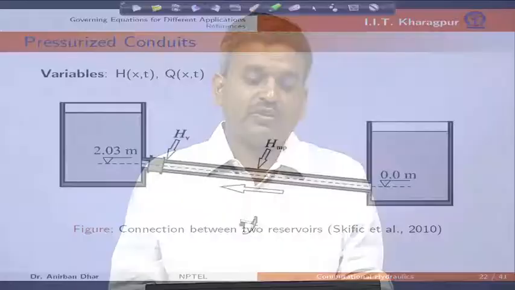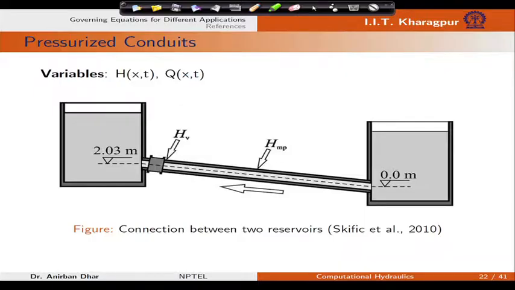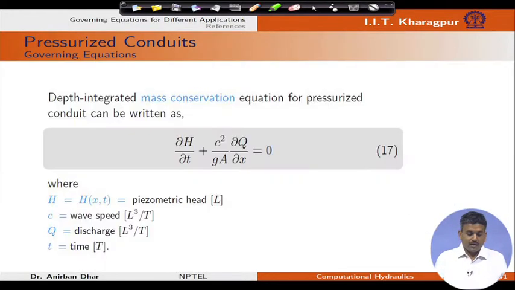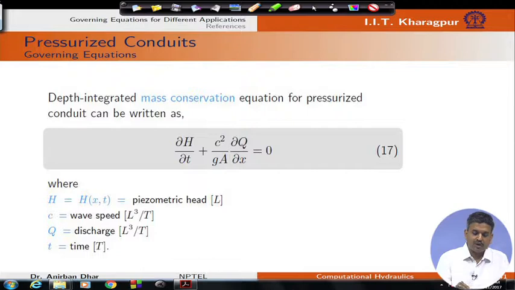If you talk about pressurized conduits, we should have equations for H and Q. So, the depth integrated mass conservation equation for surface flow can be written in terms of temporal change in the piezometric head, and this is change in the discharge, where C is the wave speed, Q is the discharge, T is time, and A again is the cross sectional area.